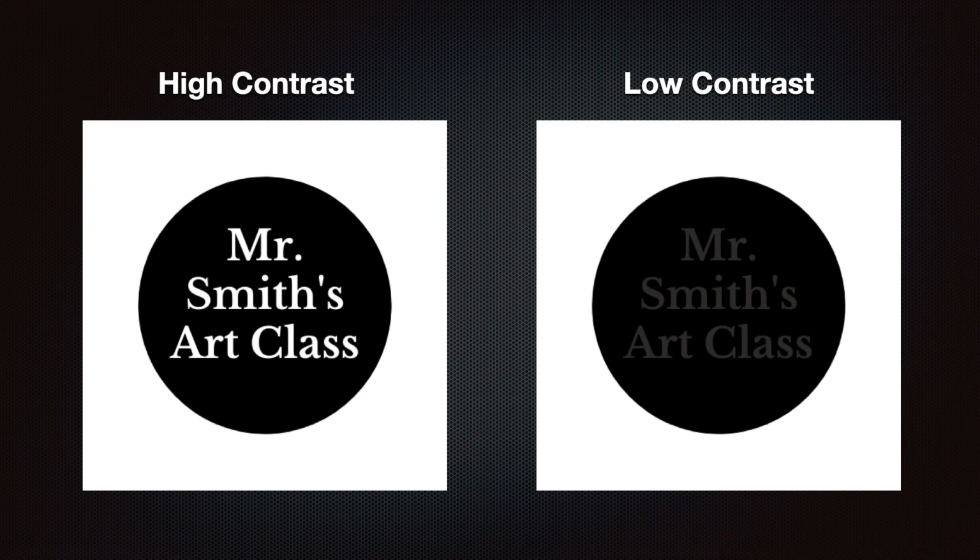Notice the 2 pictures. High contrast is when you have a sharp difference. White letters on a black background, it's easy to read. Low contrast is when you have very little difference. The dark gray letters are harder to read on the black background.